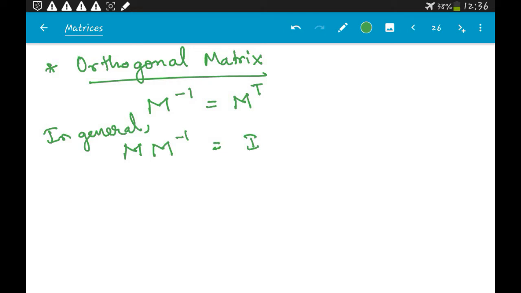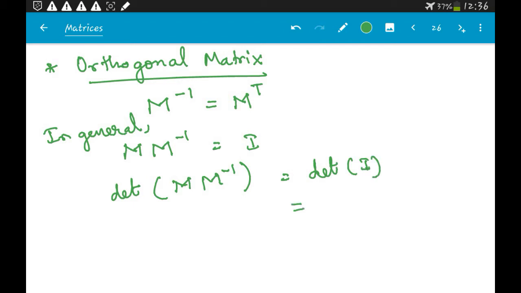Because a matrix and the inverse of that matrix, if you multiply them, will give you the identity matrix. So if you look at the determinant of this entire thing, this will be equal to the determinant of the identity matrix. Now we know that the determinant of the identity matrix is nothing but 1, because it only has the diagonal elements as 1 and all the off-diagonal elements are 0. So the determinant of an identity matrix of any order will be 1.